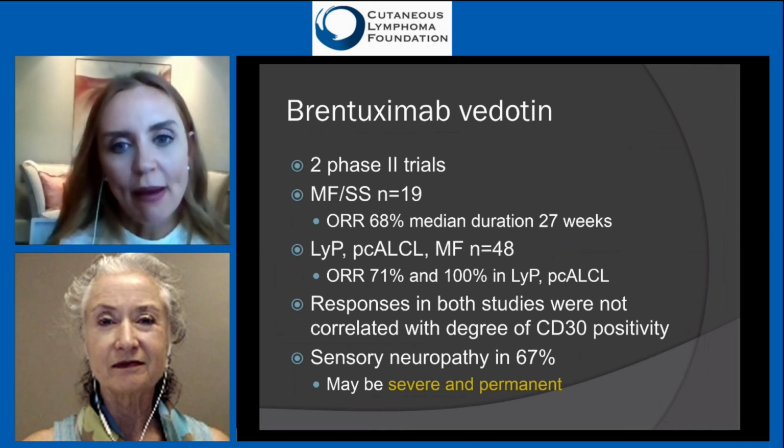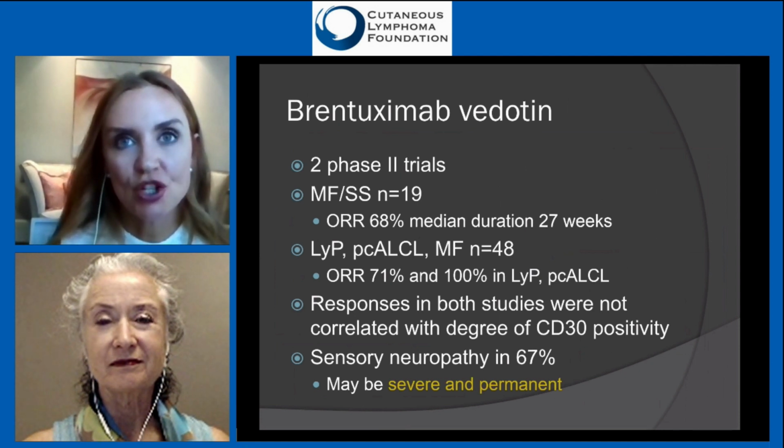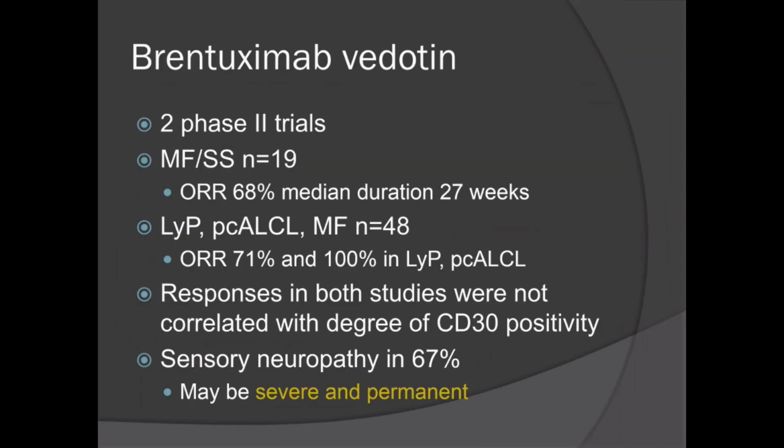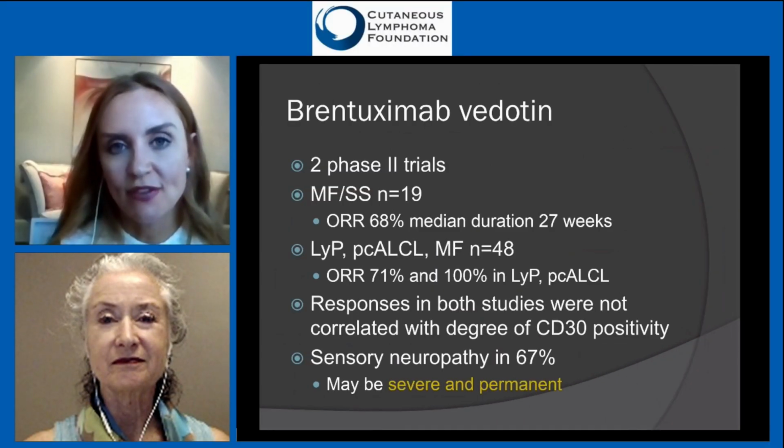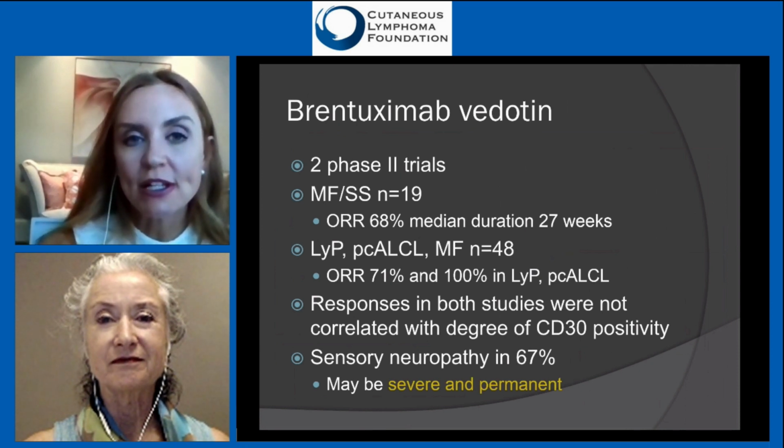The major drawback with this drug is that sensory neuropathy has been reported in a large proportion of patients, 67% of patients. And this may be severe and it may be permanent. So this is a big problem. This drug really works, but we use it very carefully. We basically dose until people are better and then hold back. And we're very, very sensitive in questioning patients about any early symptoms of sensory neuropathy, because once it develops, it can be permanent in upwards of 20% of patients.